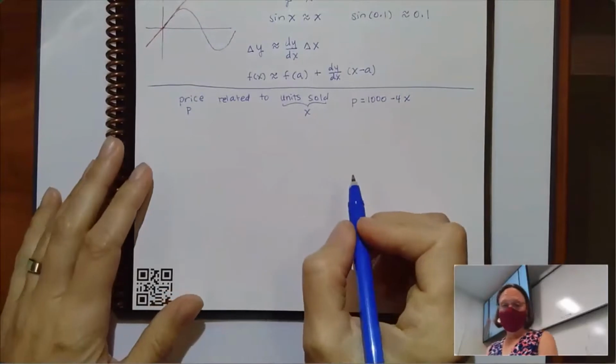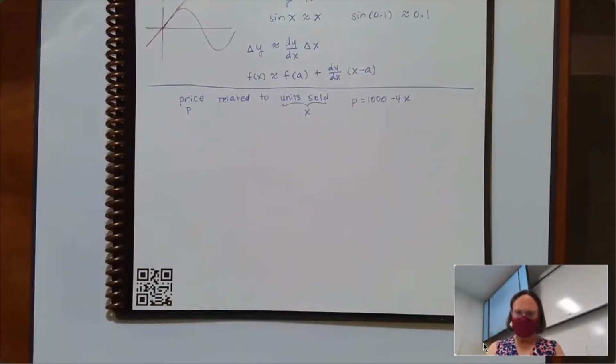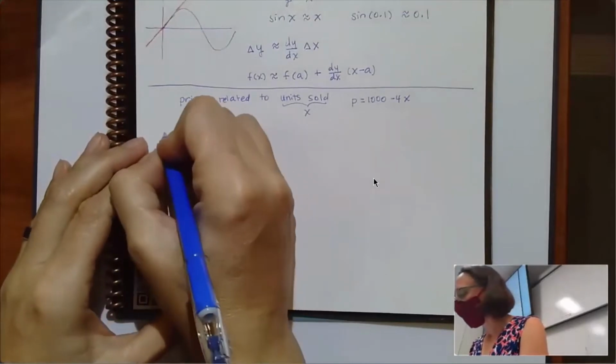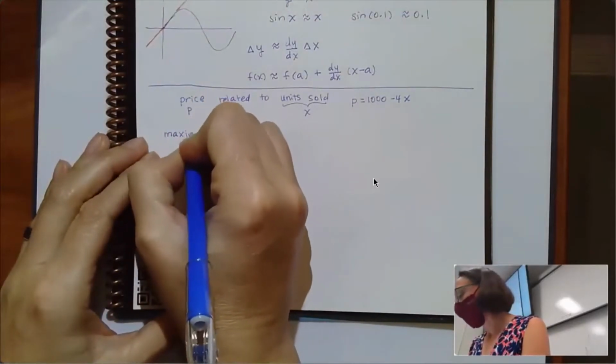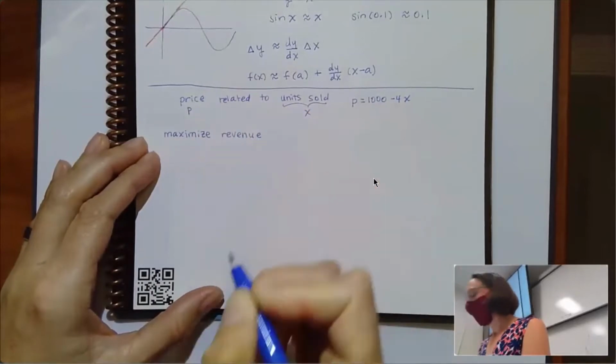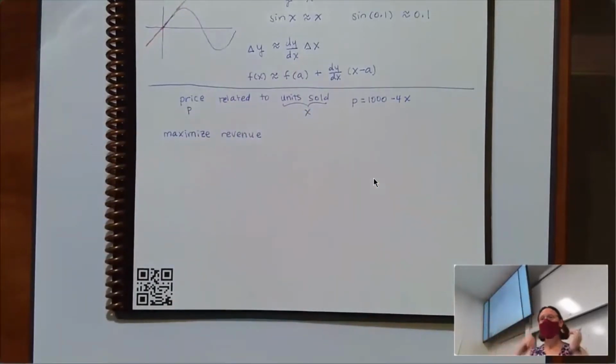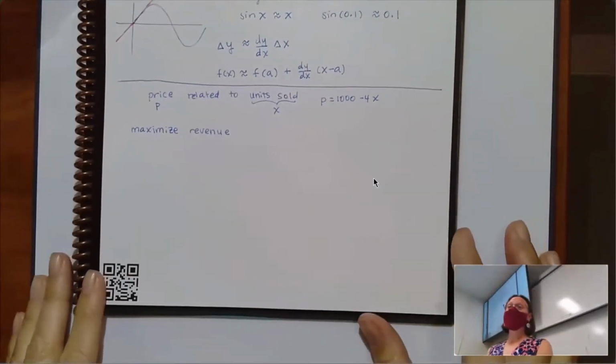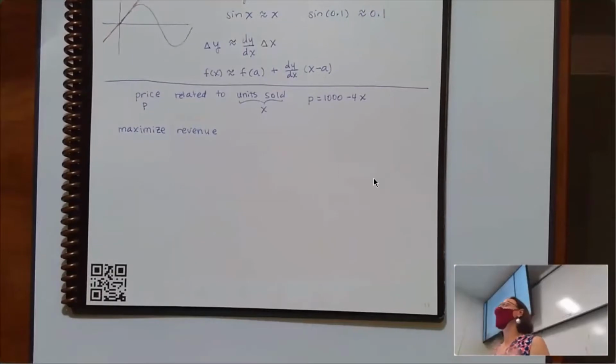And what we are looking for is, sorry, clicking on things. We are trying to maximize revenue. So if I'm trying to maximize, no matter what sort of optimization problem I'm working on, whatever the thing is I'm trying to maximize, that's what I have to come up with an equation for.